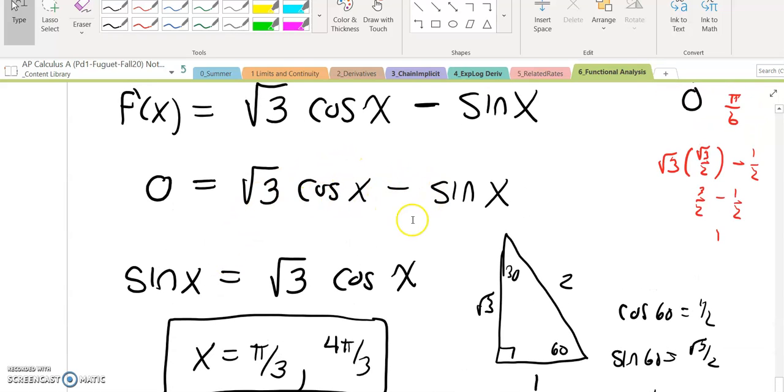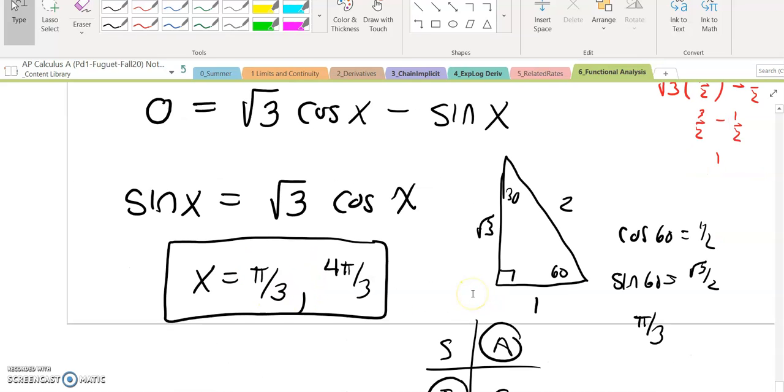The easiest way I would recommend doing this is taking this negative sign, moving it to the other side, and having sine of x equal to root 3 cosine of x. Now that root 3 is kind of important because we're trying to find an angle whose cosine ratio, when you multiply it by root 3, will equal its sine ratio. Well, as soon as I see square root of 3, I immediately think the 30, 60, 90 triangle.